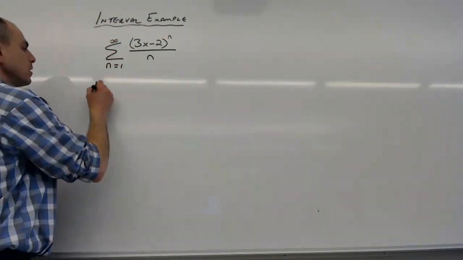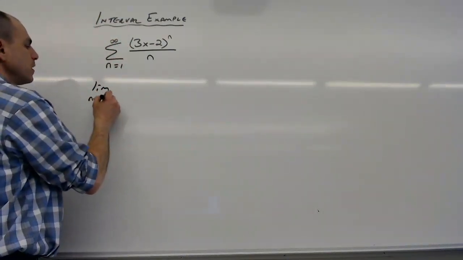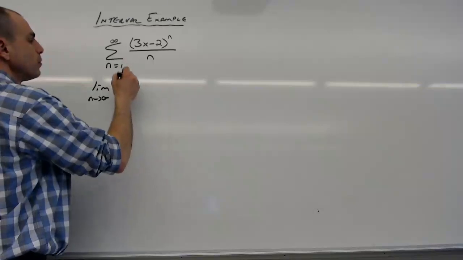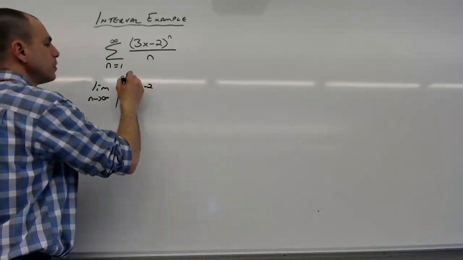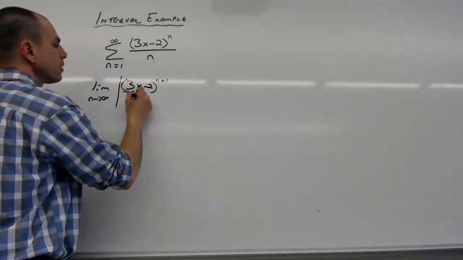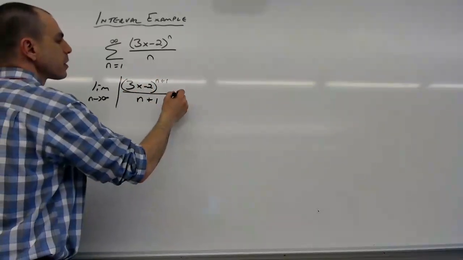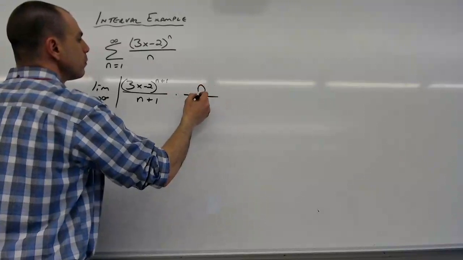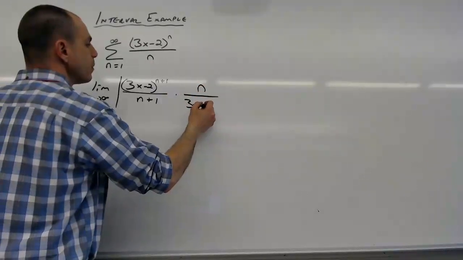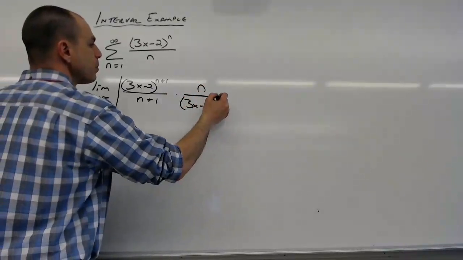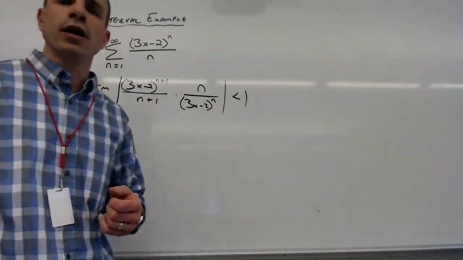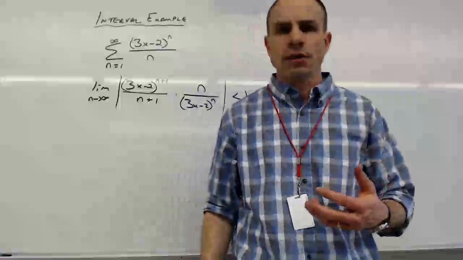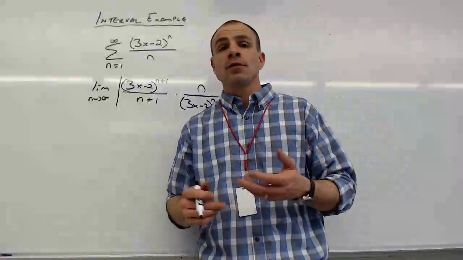So we have the limit as n approaches infinity, and it's going to be the absolute value of (3x - 2)^(n+1) over n + 1, and we're going to multiply that by the reciprocal, or n over (3x - 2)^n. That absolute value, that limit, must be less than 1 in order for the ratio test to give us the convergence. Okay, so what do we do?